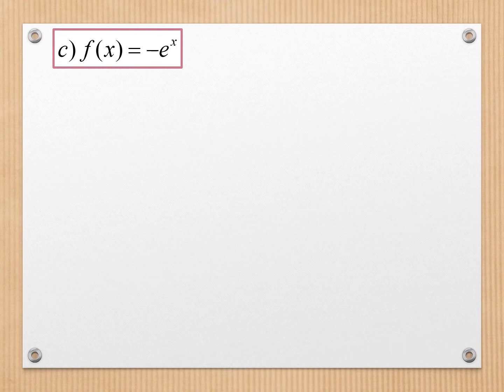Let's look at question C. f(x) equals negative e to the power x. The negative in front of e to the power x means that the graph is reflected below the x-axis. So we just draw the graph of e to the power x, then we reflect it below the x-axis. First we find the y-intercept. We substitute x equals 0 into f(x), and we get -1. So the y-intercept is -1. So then we draw e to the power x.